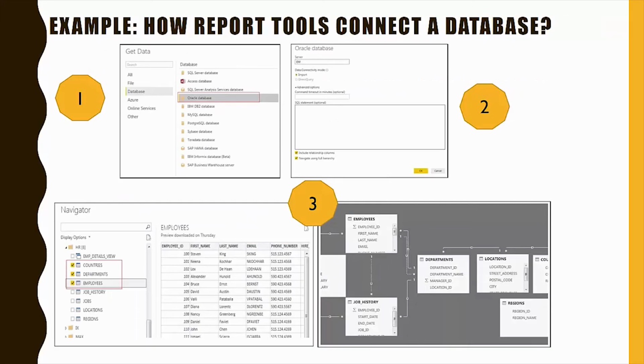This is an example of how a report tool connects to a database. In this case, we will use Power BI as a report tool to connect to the Oracle database. When the matching Oracle client driver is installed, you can connect to the Oracle database. Take the following steps to make the connection. First step, from the Get Data window, select Database and then select Oracle Database. Second step, provide the name of the server. The last step, after connecting to the database, you can select which table you want to use and add relationships in Power BI.